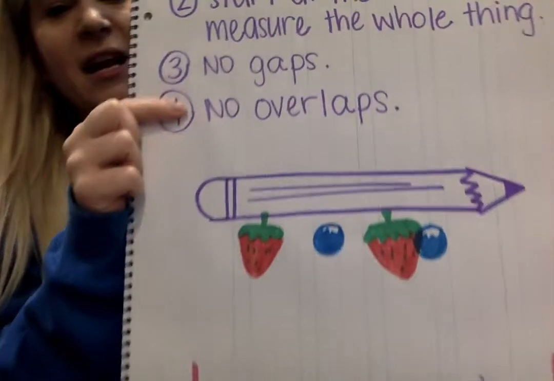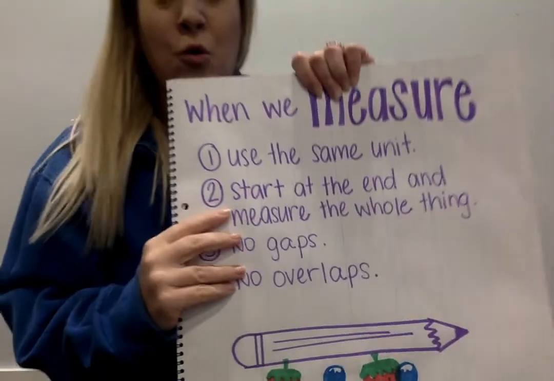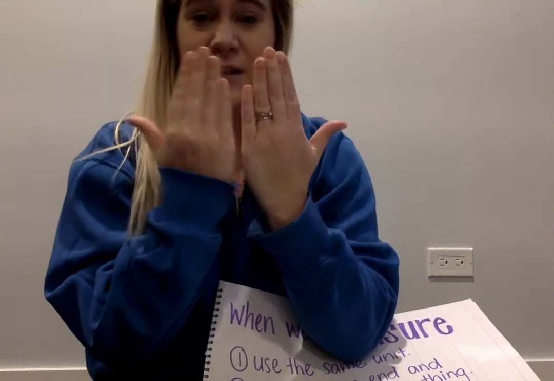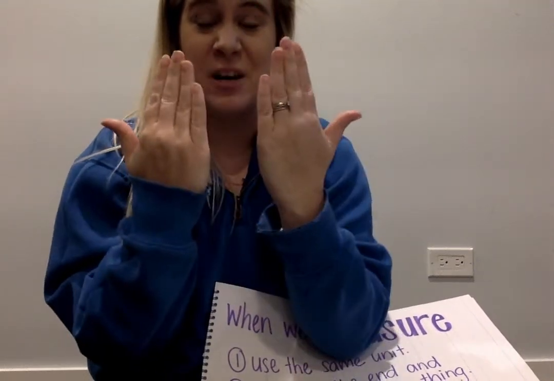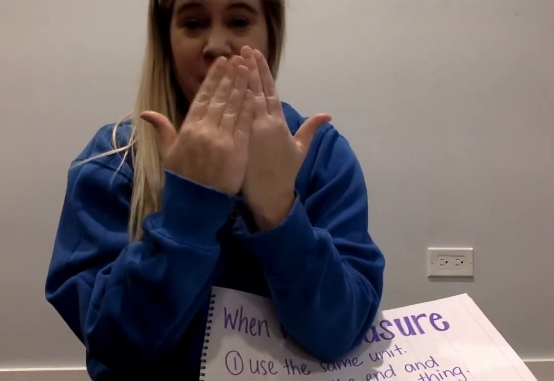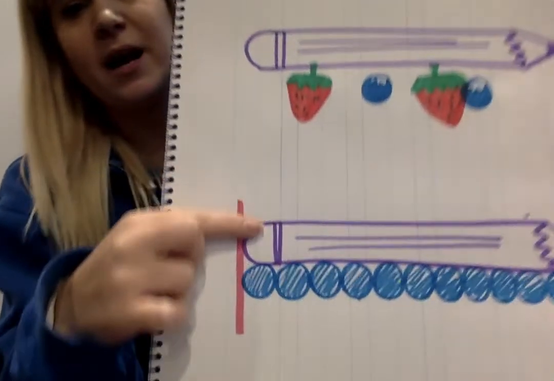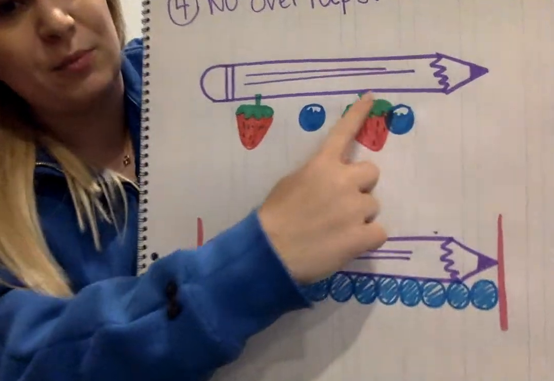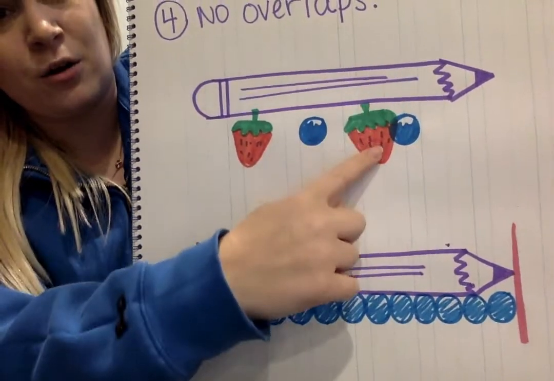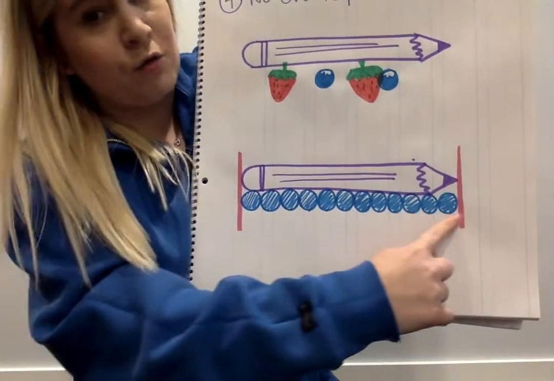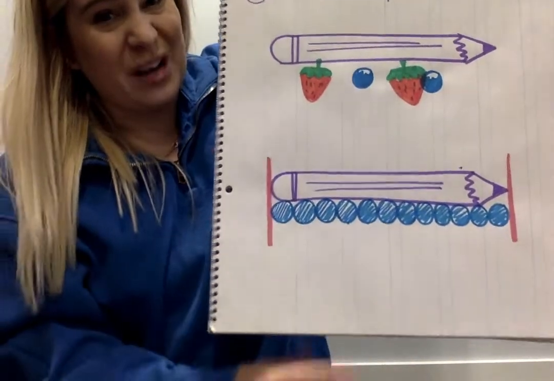And another thing we want to have is no overlaps. When something is overlapping, that means it's not right next to each other. It's not gapped apart. It's on top of each other a little bit. We want to make sure when we're measuring that all our things are right next to each other. So you could see here my blueberry and my strawberry are overlapping a little bit. But down here, I have no gaps and no overlaps. I line them up right across.